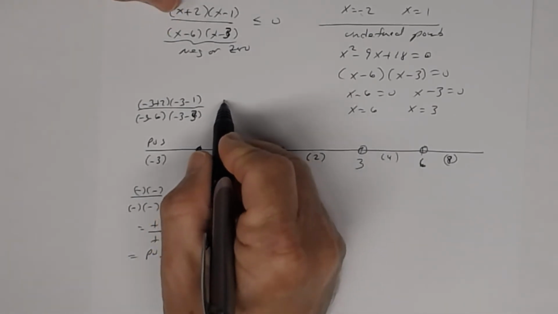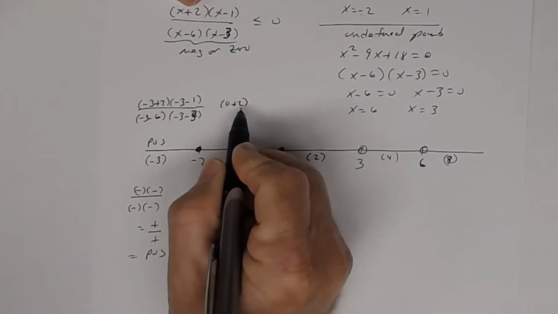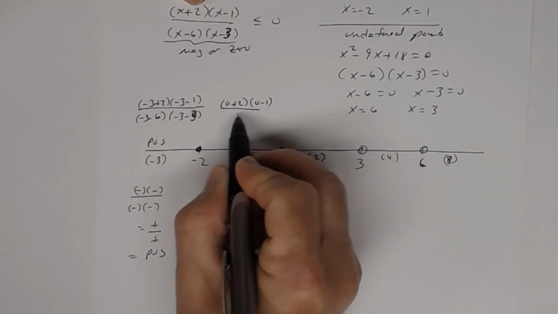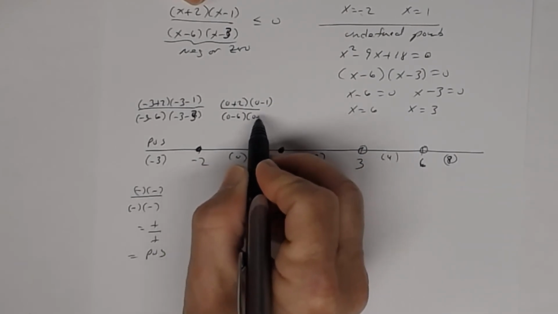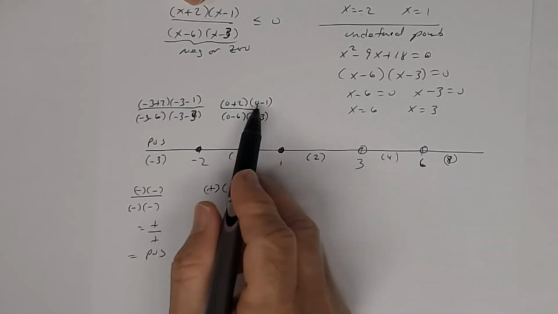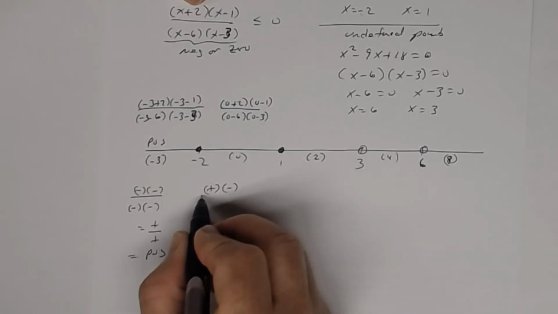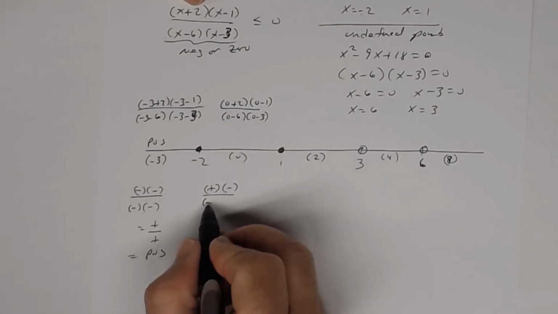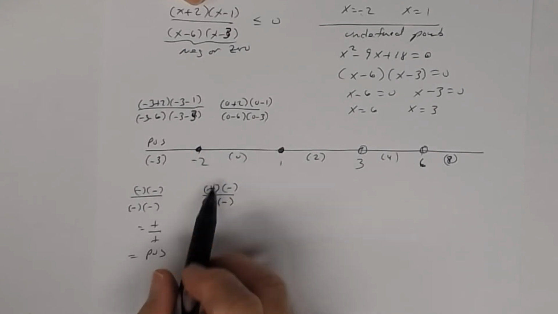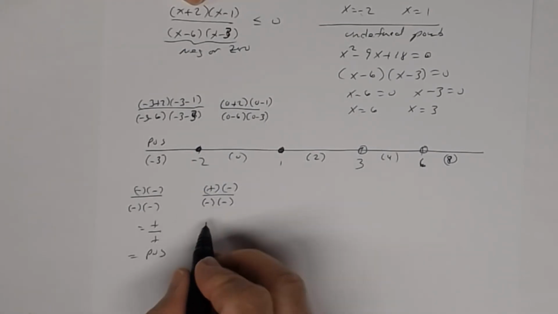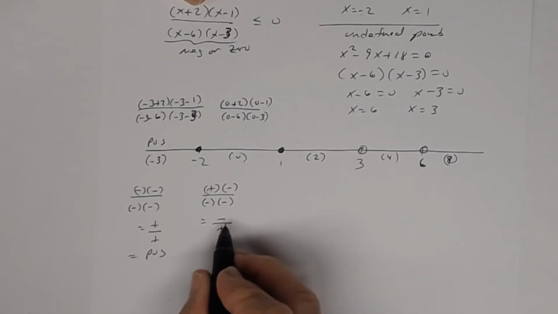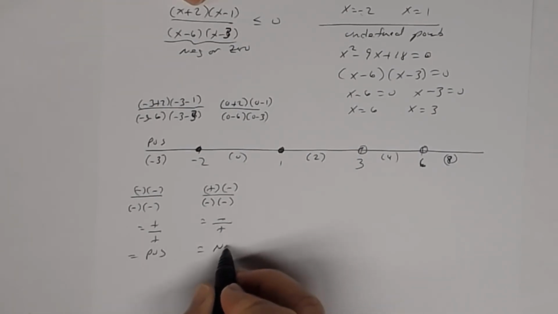Do the same thing. I'm just substituting 0 for x: 0 plus 2, times 0 minus 1, over 0 minus 6, times 0 minus 3. 0 plus 2 is a positive 2. 0 minus 1 is a negative 1, so just put negative. 0 minus 6 is a negative 6. 0 minus 3 is negative. A positive times a negative is a negative.